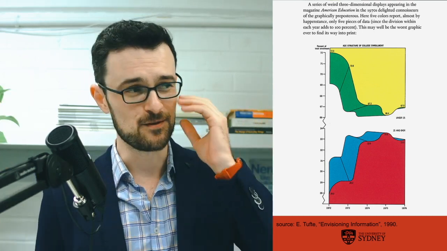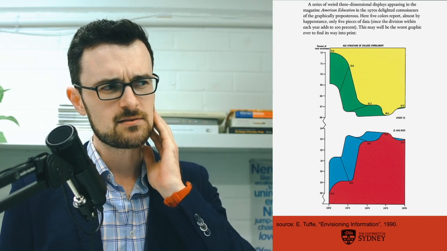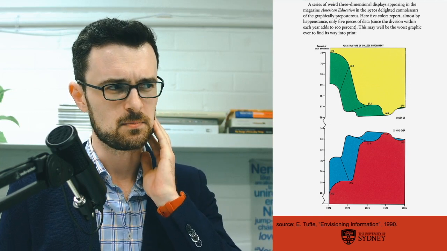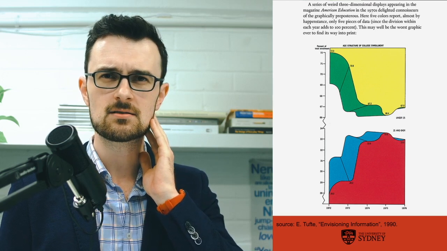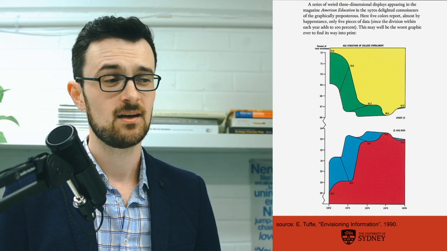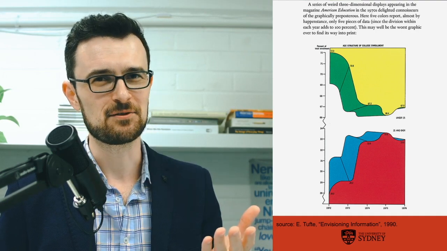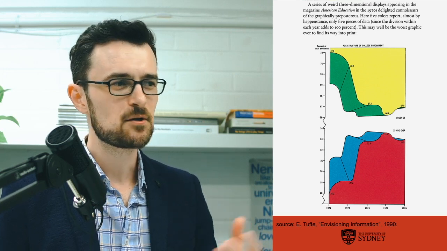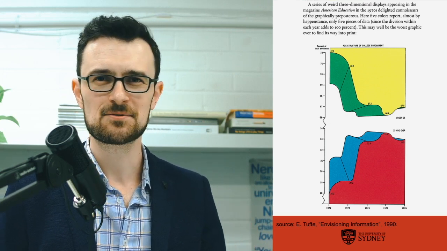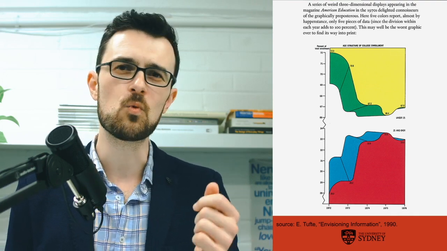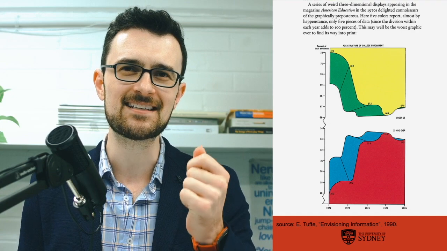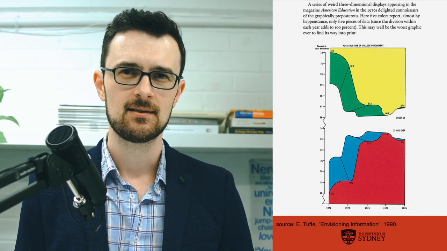But let's take Tufte's words on this. "A series of weird 3-dimensional displays appearing in the magazine American Education in the 1970s delighted connoisseurs of the graphically preposterous." Not Tufte's actual accent, I presume. He's a hell of a fun read. You should absolutely check him out. He's talking about how there's 5 colors here, but there's really only 2 series, and he ends it to say, "this may very well be the worst graphic ever to find its way to print."